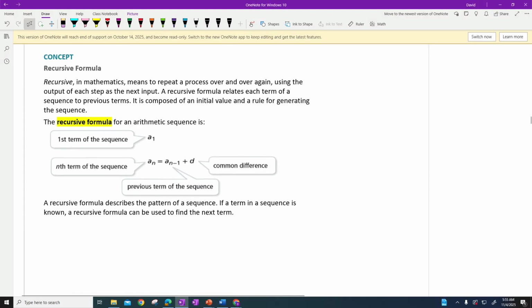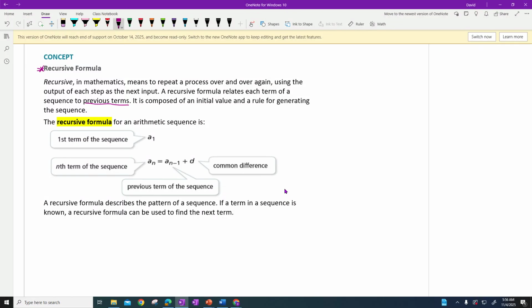All right, the recursive rule. Now this is the new one. This is a biggie. So this is where we're starting. Recursive rule in mathematics means repeat the process over and over again using the output of the step. Each step has the next input. The recursive formula relates each term of a sequence to previous terms. So this is the biggest: I need to know the previous term.